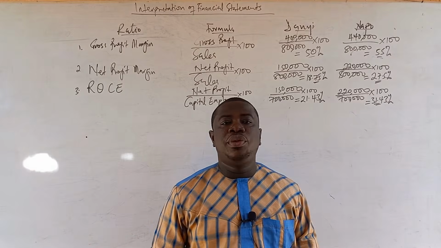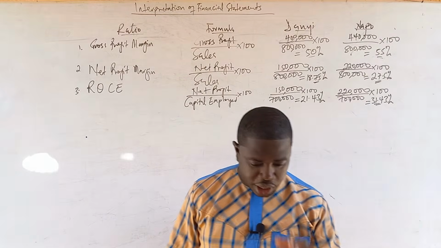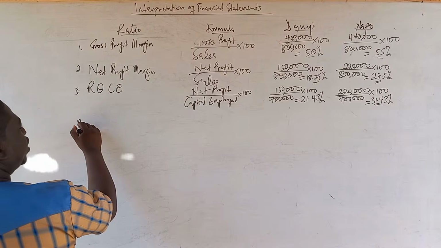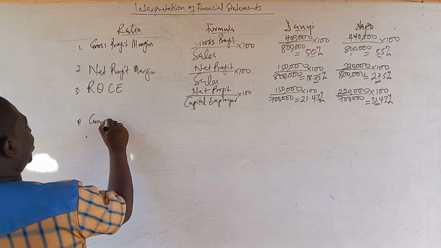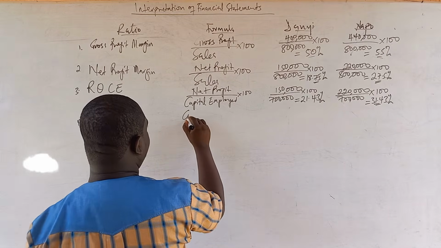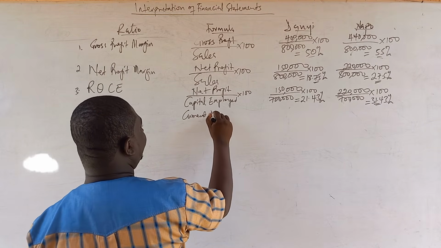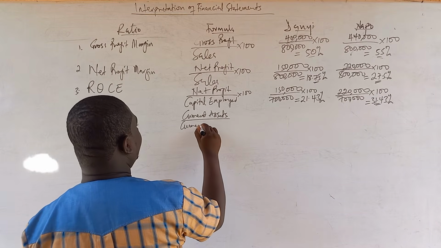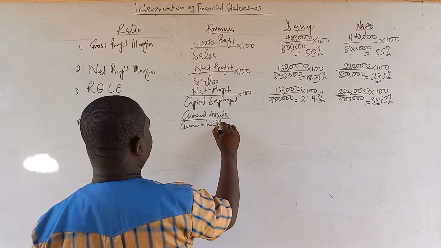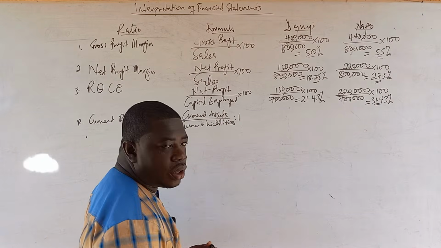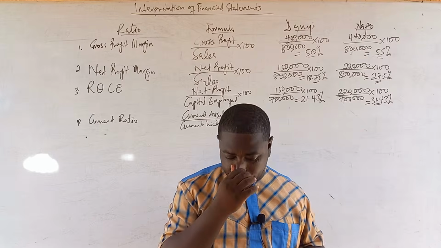Now, under the liquidity ratios, the first ratio that we are supposed to calculate is the current ratio. So let us also quote that formula. The current ratio is a ratio of current assets to current liabilities, so current assets over current liabilities is to 1. So this is the formula for the current ratio.